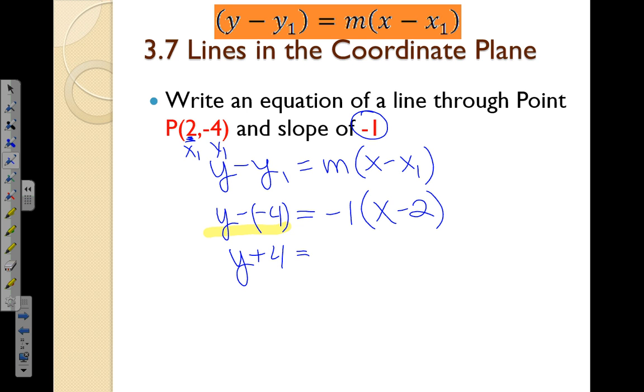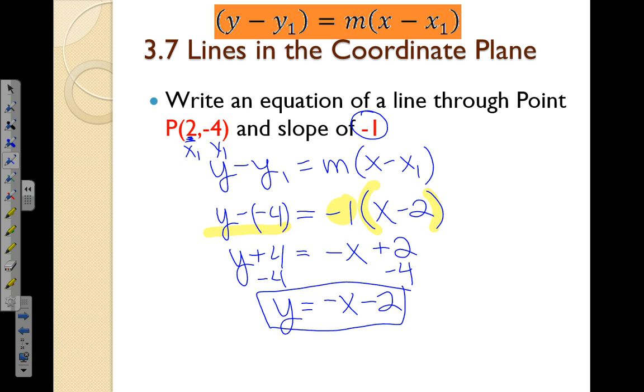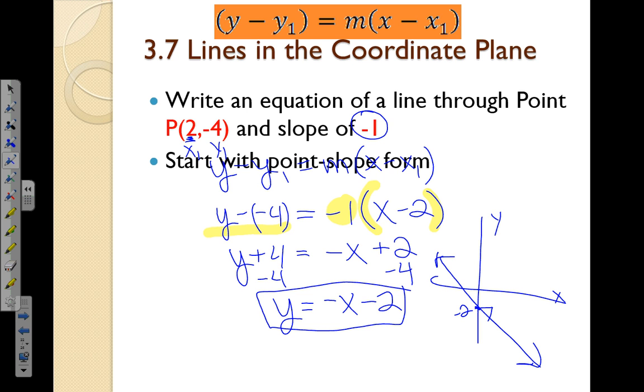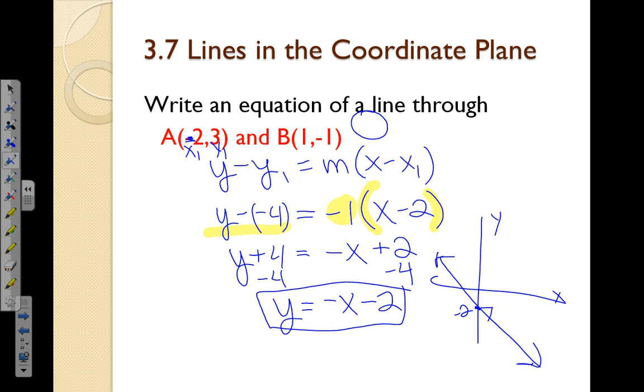I'll just go through and simplify this. The -1 times everything in the parentheses is going to change the sign of everything in there. So -1 times x is -x, and -1 times -2 is +2. I'll subtract 4 from both sides, and I'll get y equals -x minus 2. Now, I love slope-intercept form because I can quickly do a graph that hits at -2, and then it's a negative slope of 1/1. That's the gist of the line on the x, y coordinate plane. So you can write an equation: start with point-slope form, finish by simplifying.